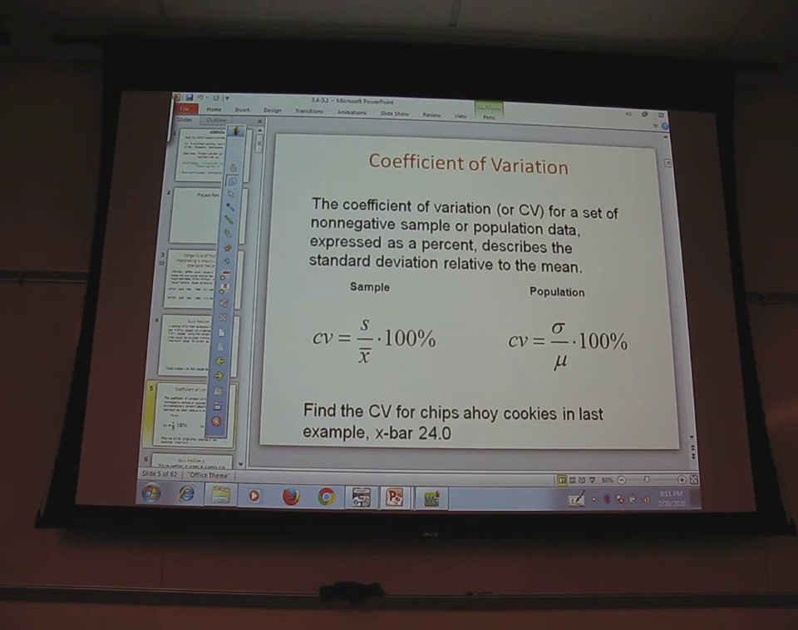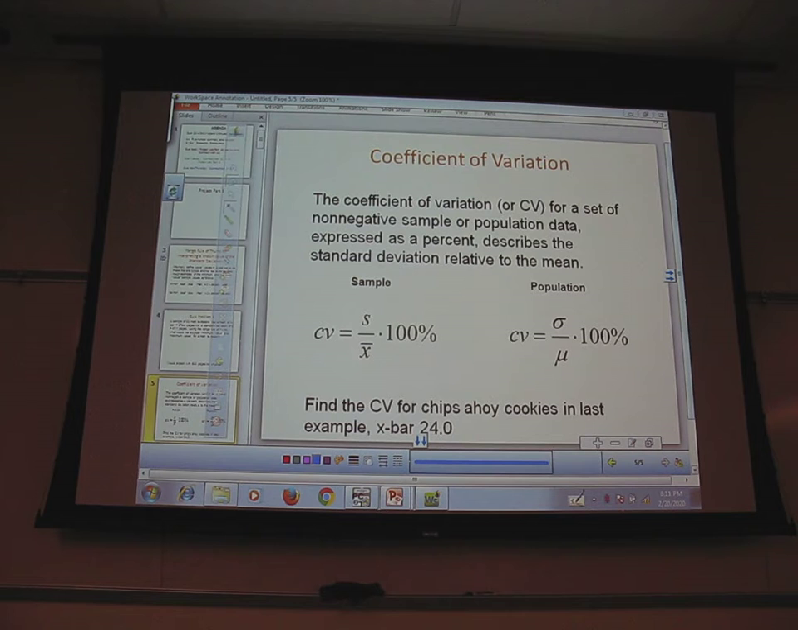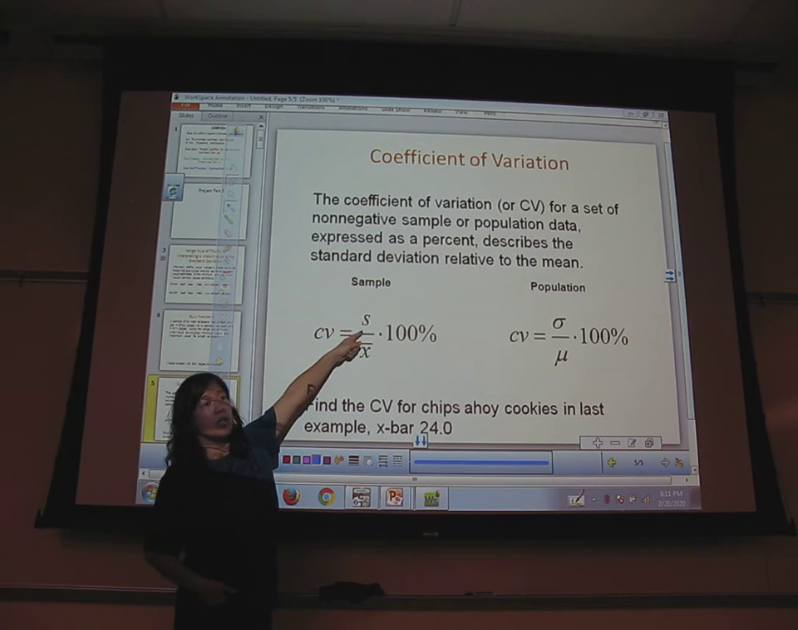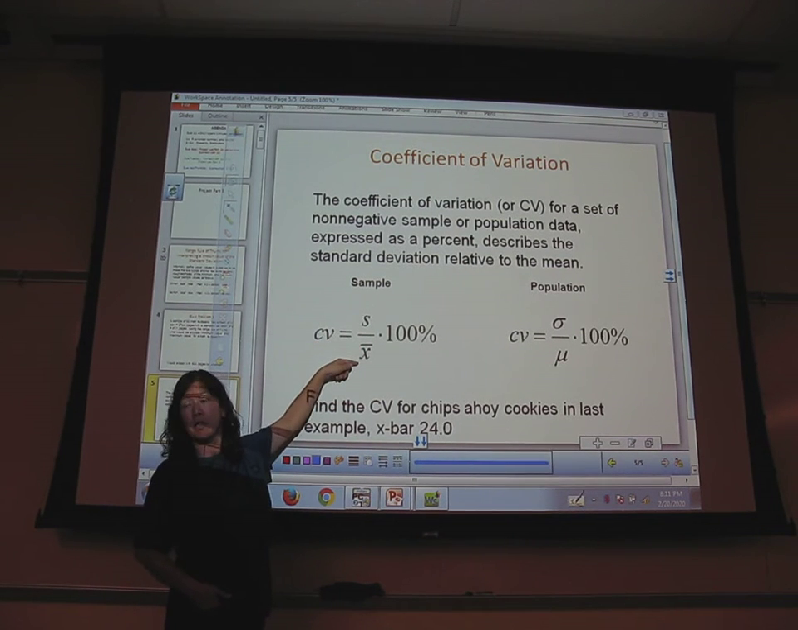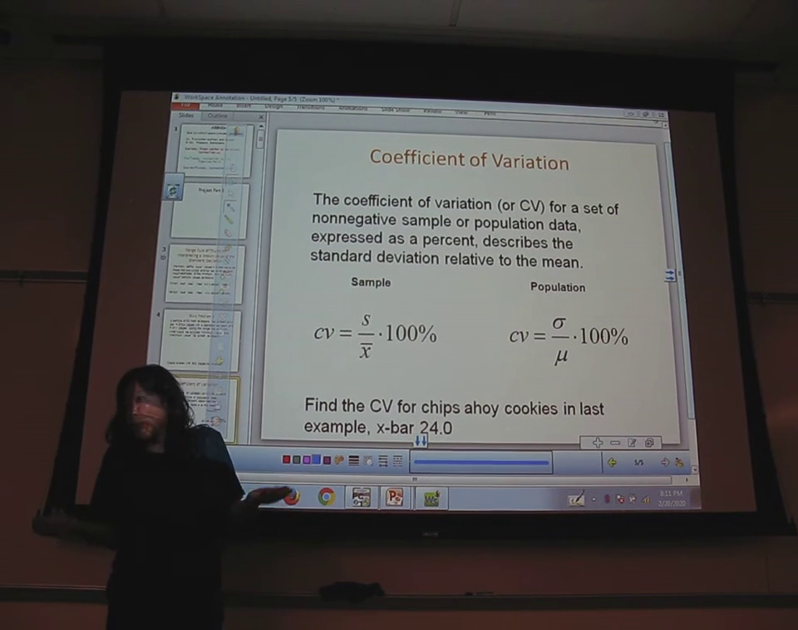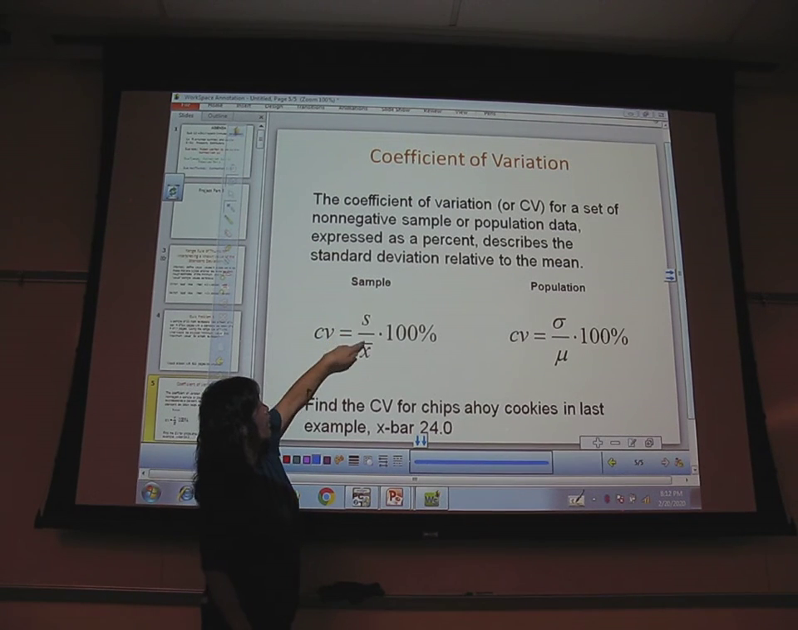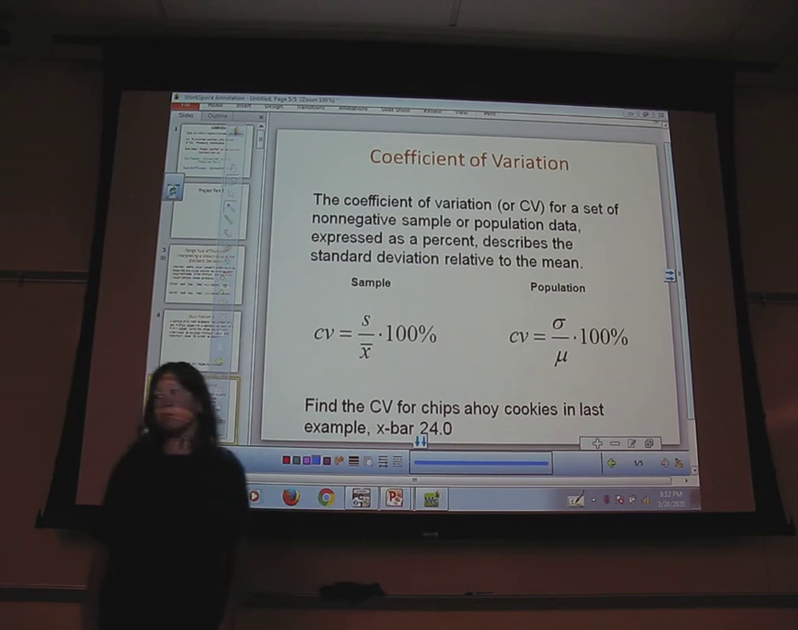Okay. Coefficient of variation. Rizzo, go ahead and read. The coefficient of variation for a set of non-negative sample or population data, expressed as a percent, describes the standard deviation relative to the mean. So how does it relate to the mean? You find your standard deviation and figure out what percentage of the whole it is. So your standard deviation divided by x bar, because x bar is the average amount in a whole amount, and change it to a percent.